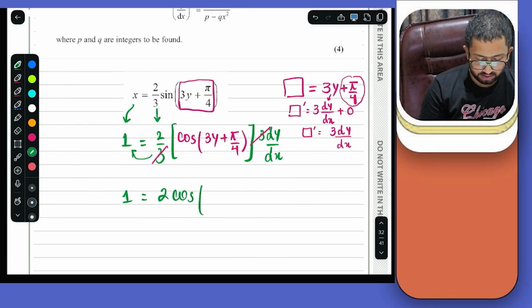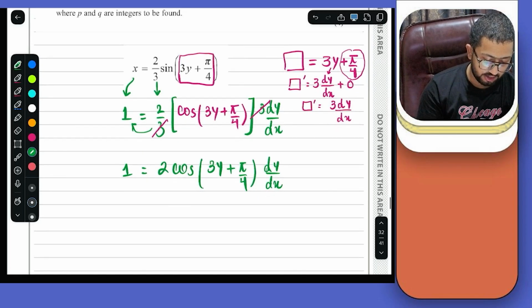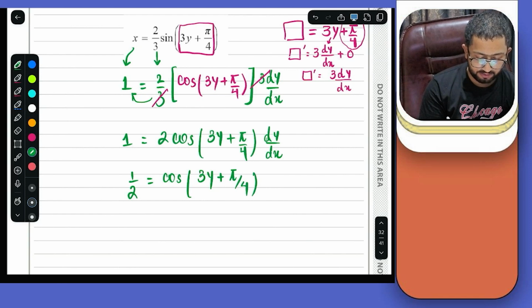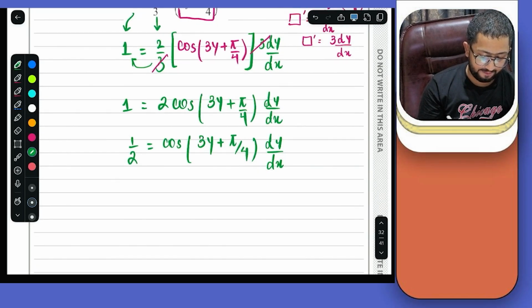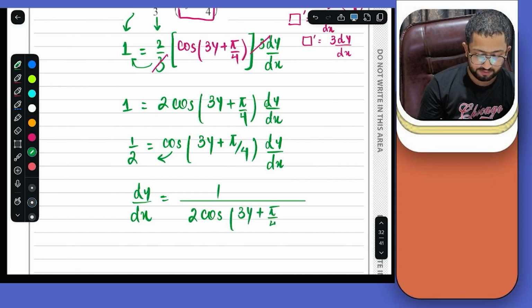So 2 cos(3y plus pi by 4) dy over dx. So let's shift 2 into another side. Cos of 3y plus pi by 4. Perfect? Perfect. So dy over dx will become, shift into another side, so 1 over 2 cos(3y plus pi by 4).